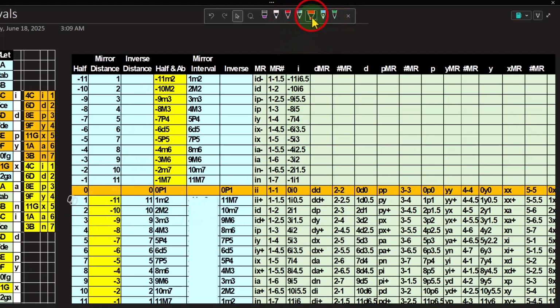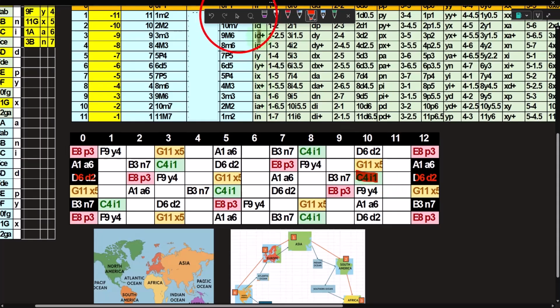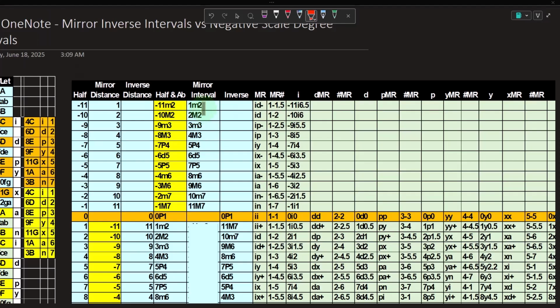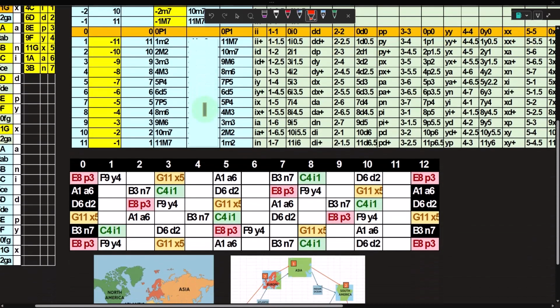So in other words, if I started on this Aeolian, let me get rid of this. The minor second isn't in the minor scale, so we'd have to be on like the Phrygian scale or something like that.